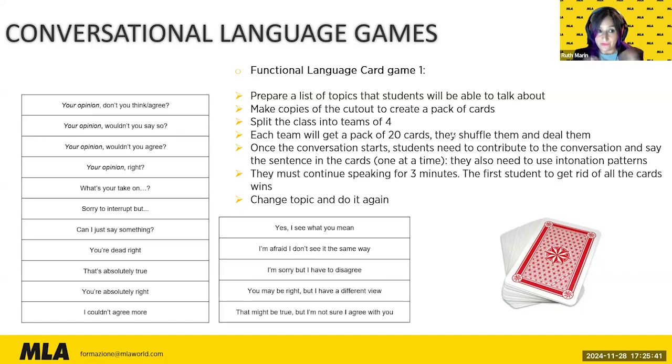The dynamic is that you use the cutouts and create a pack of the cards. Again, prepare a list of topics and teams of 4. So each team will get a pack of 20 cards. They shuffle them and they deal them. So they are forced to use these specific sentences.